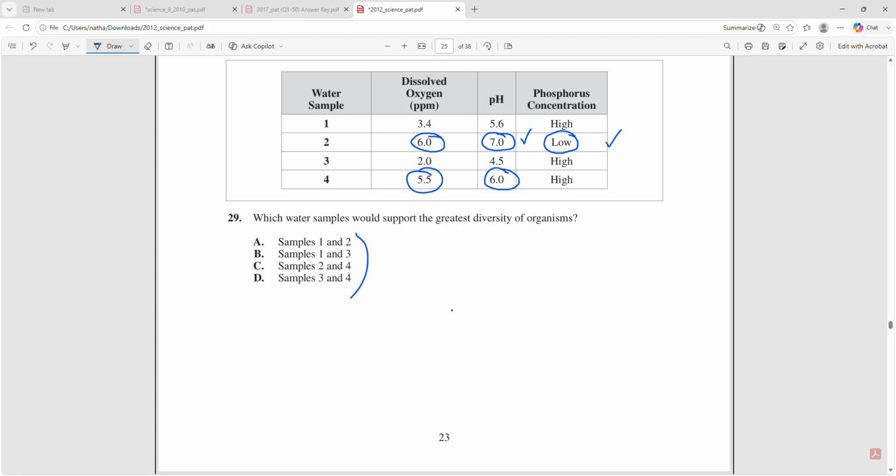This has a lower pH and a lower dissolved oxygen, but still not too bad. It does have a high concentration of phosphorus, which is not really good. But if we're having to pick the water samples that would support the greatest diversity of organisms, these are the best two choices. So that would be 2 and 4. So that's why we had answer C.